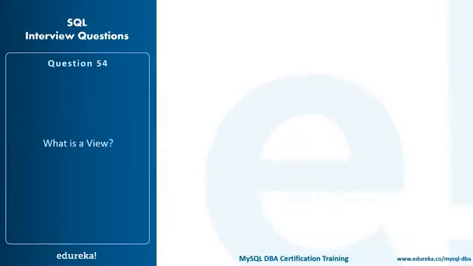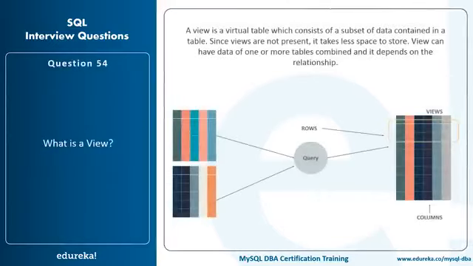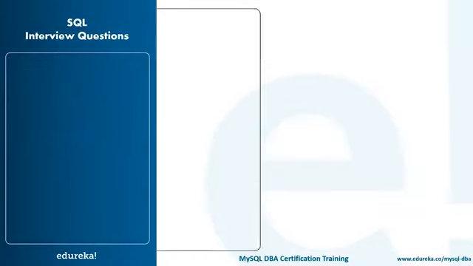What is a view? A view is basically a virtual table which consists of a subset of data contained in a table. Since views are not physically present, they take less space to store, and views can have data of one or more tables combined based on the relationship. As you can see on the screen, I have two tables of n number of rows and columns. Once I execute a query to form a view, you can clearly see that it has combined the columns and the rows from both the tables and has created a view of both of these tables as a single table. That's what a view is. Now let's move forward to the next question.